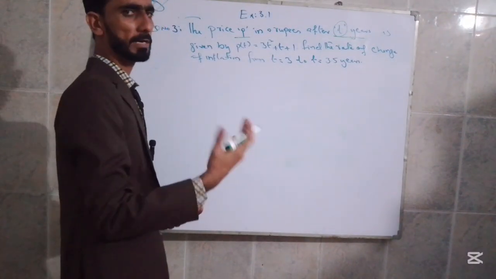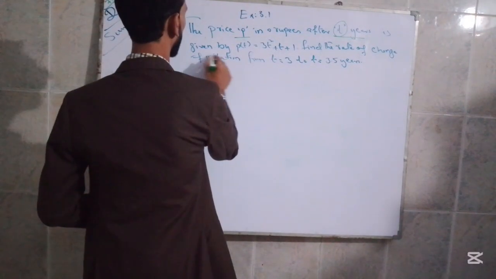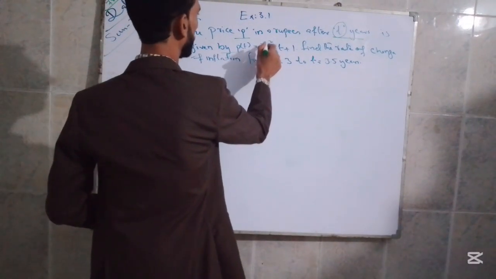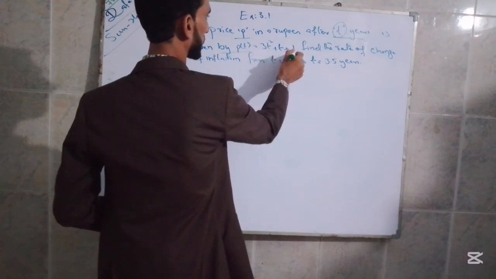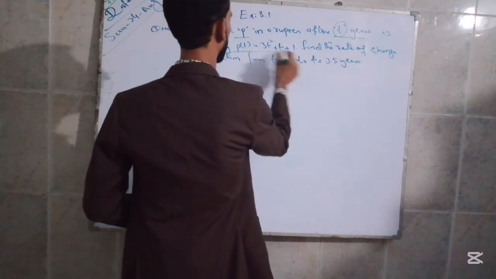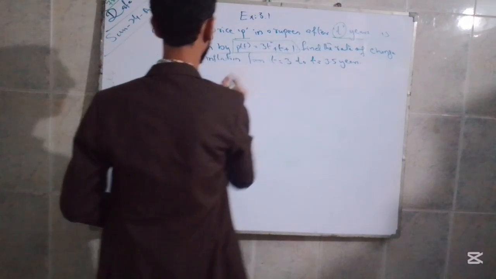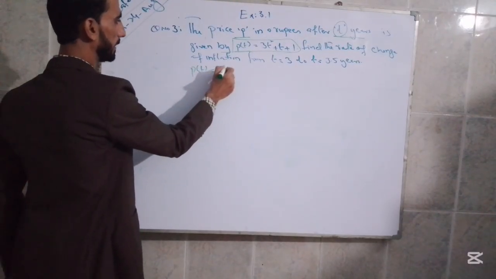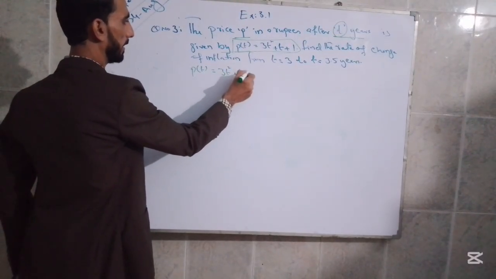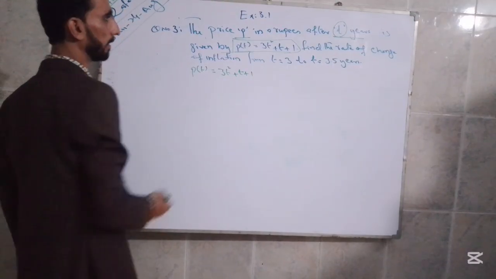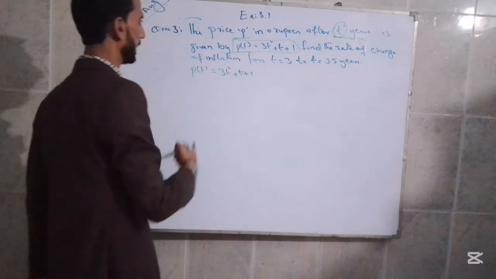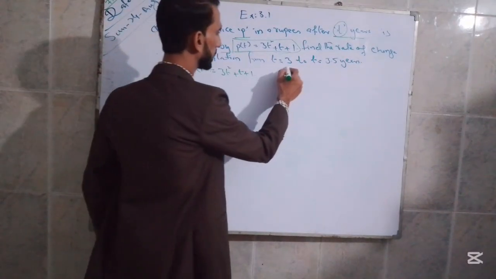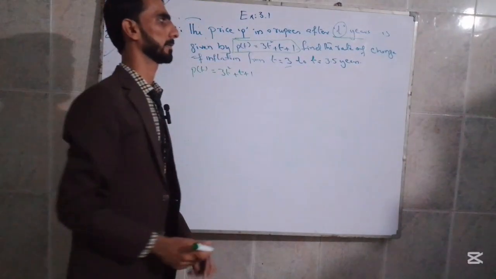Maybe 2 or 5 years is given. P of t is equal to 3t square plus t plus 1. This is the given data. Find the rate of change of inflation from t. It means t is a year. It means 3 to 3.5 years.